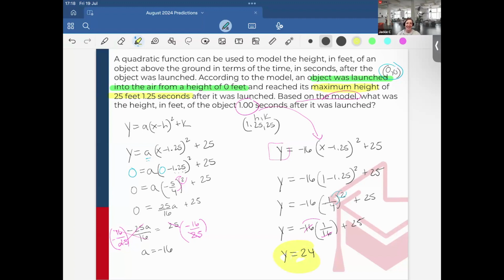Wasn't that amazing? So just remember, if you see language in the problem such as maximum or minimum, and you're provided the coordinates of the maximum or minimum, aka the vertex, think about using our handy dandy vertex form, because maybe it will be the key to getting the problem correct.